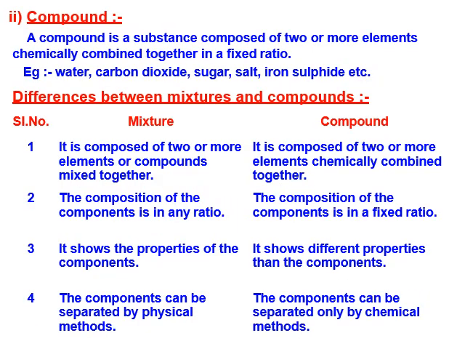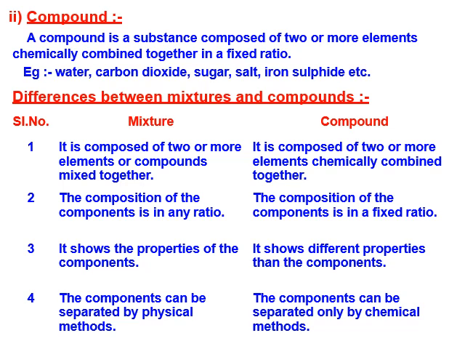Compounds. Another form is compound. A compound is a substance composed of two or more elements chemically combined together in a fixed ratio. Fixed ratio means you cannot change the formula of the compound. Example, water. We can see in water, H2O, two atoms of hydrogen combined with one atom of oxygen. Carbon dioxide, CO2, sugar, C6H12O6, salt, NaCl, iron sulfide, FeS, etc.